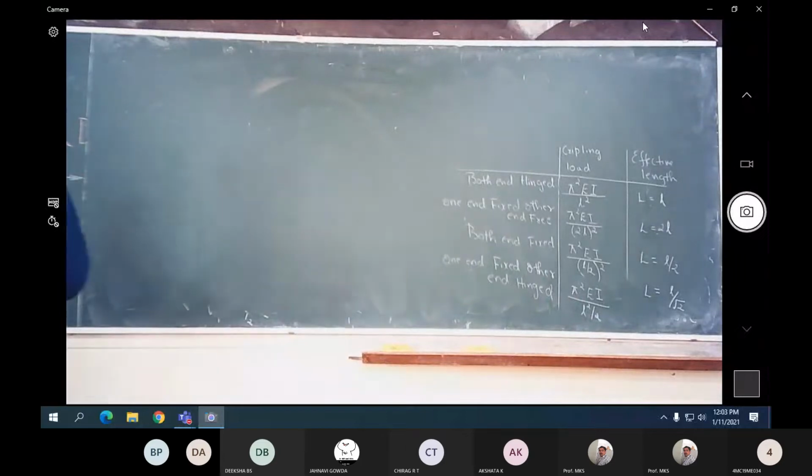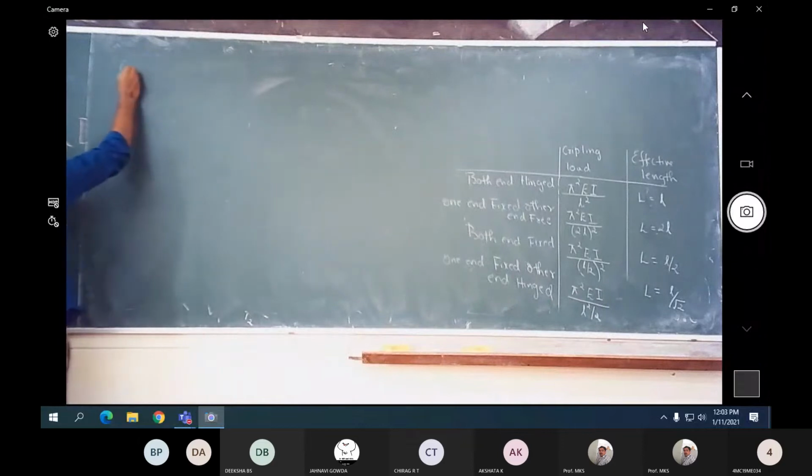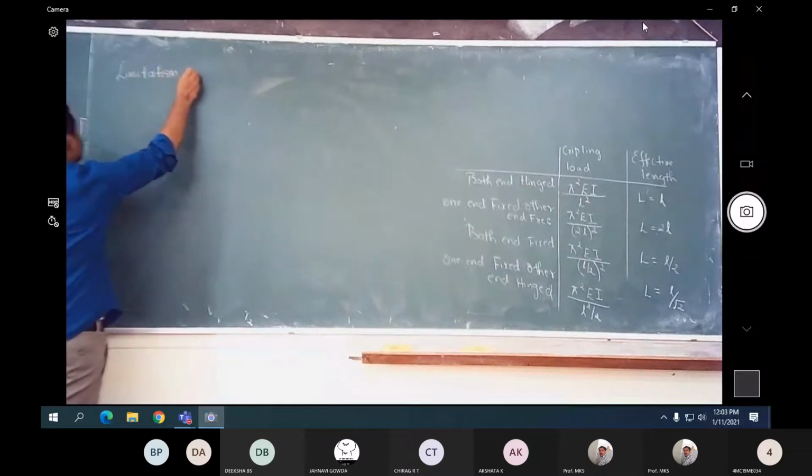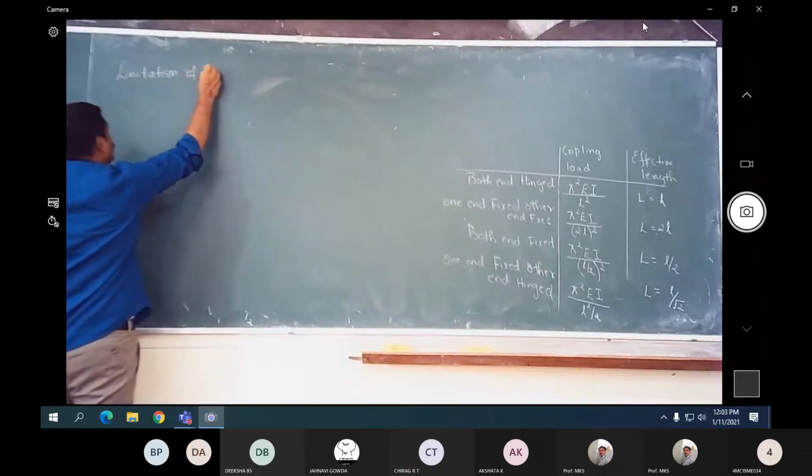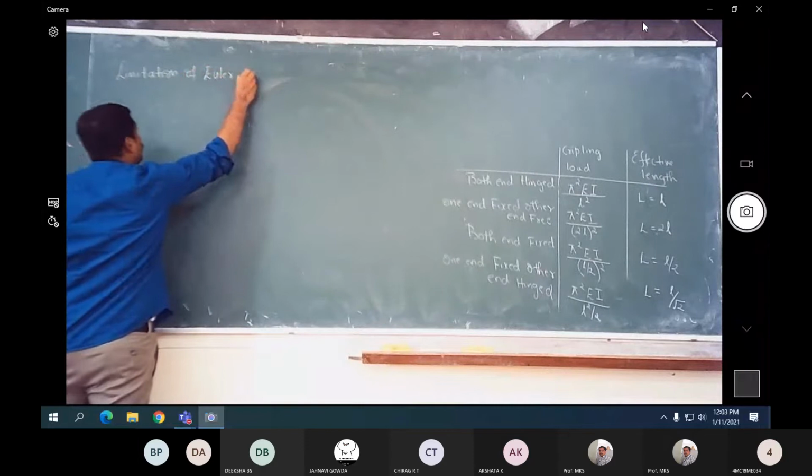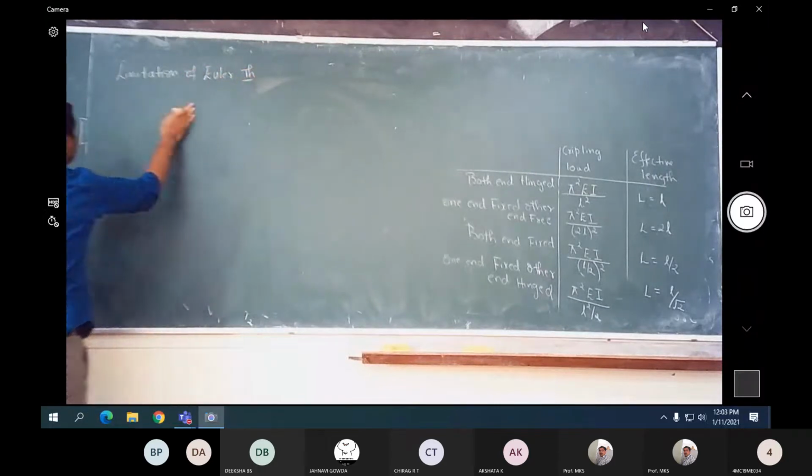Before going to that, we have one more theoretical topic, that is limitations of Euler theory.